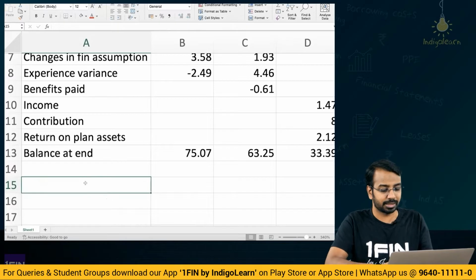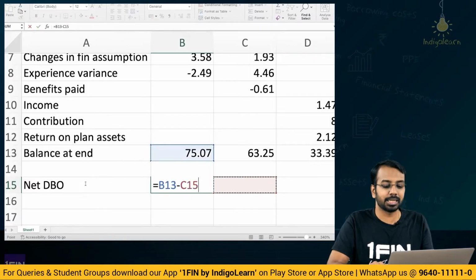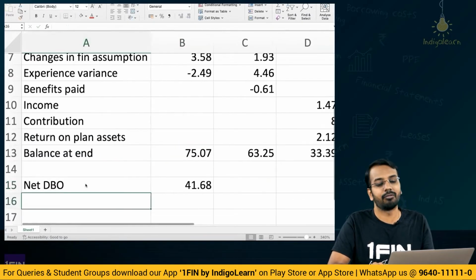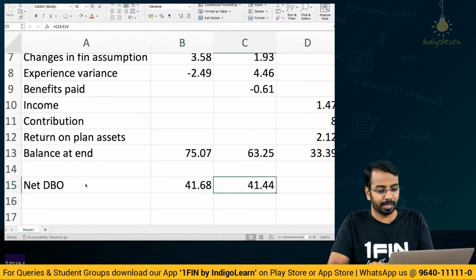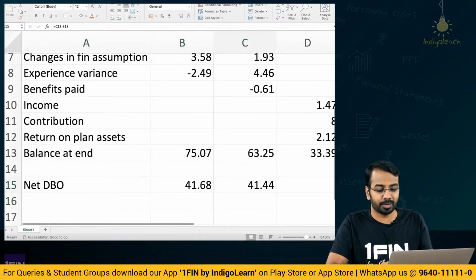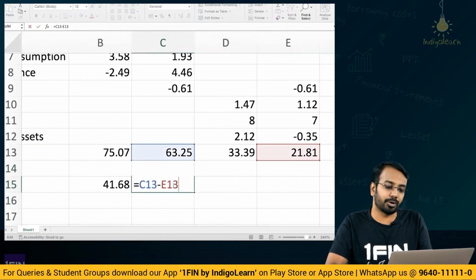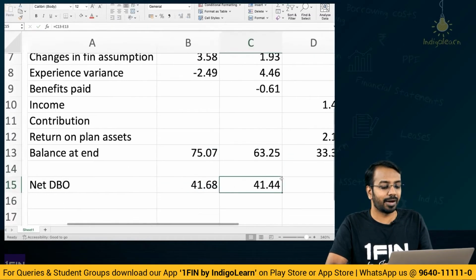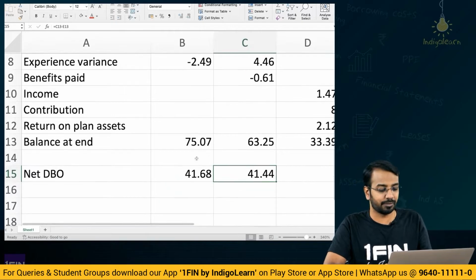So how will you recognize? Net defined benefit obligation is your obligation minus plan asset. So that is 41.68 for the, this is for the current period. Previous period 41.44. How did you get 41.44? Which is nothing but 63.25 minus 21.18, right? So that is the defined benefit obligation or the net defined benefit obligation. That is the first part.